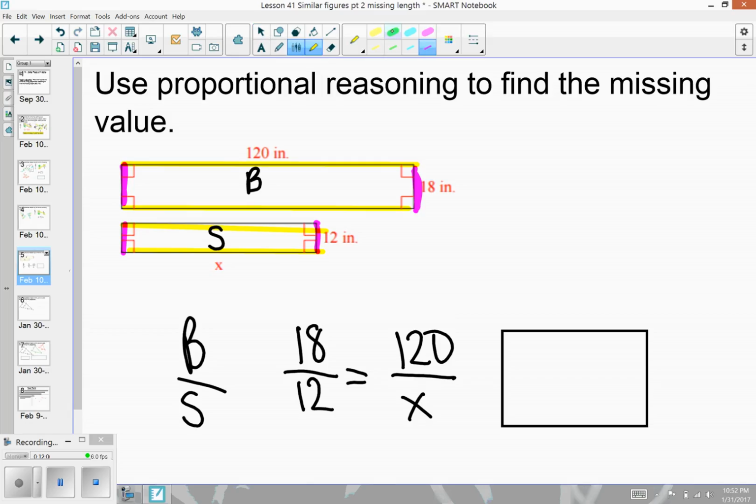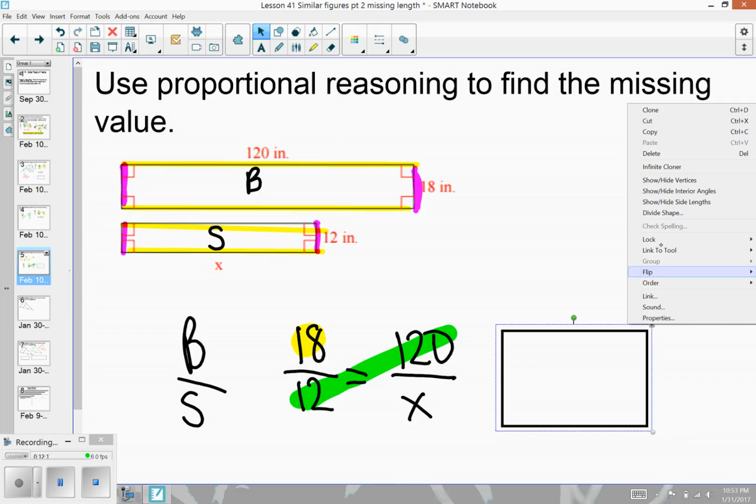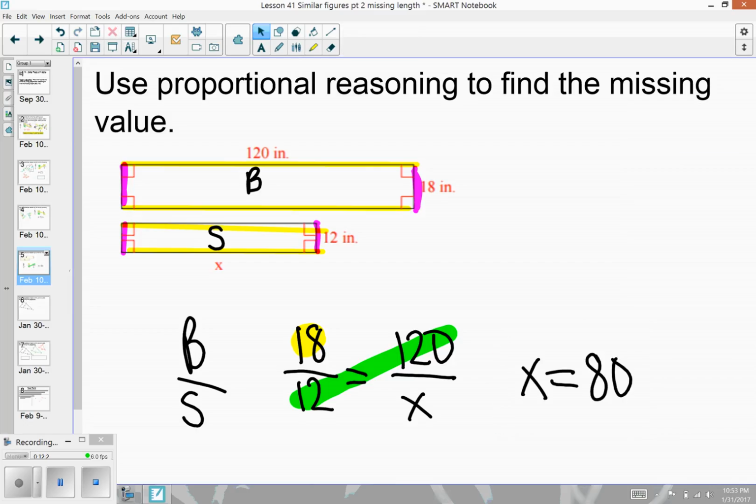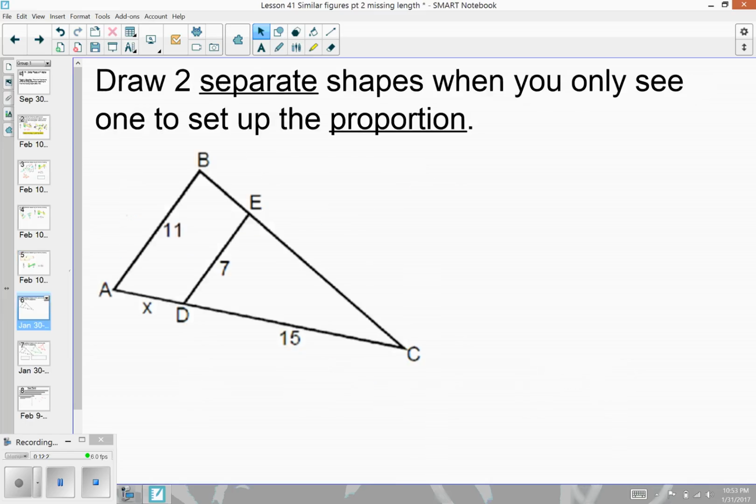And once you cross multiply these two numbers and divide by the number that's left over, what is x going to be worth with our calculator? Hopefully you're doing the problem along with me on your own for practice. You're going to get that x is equal to 80. Very good. All right, we have one more example to talk about.